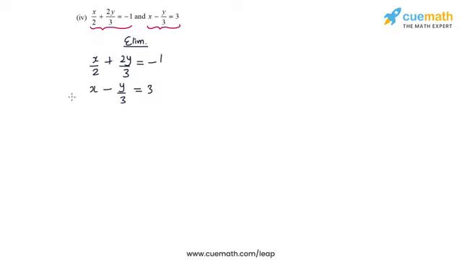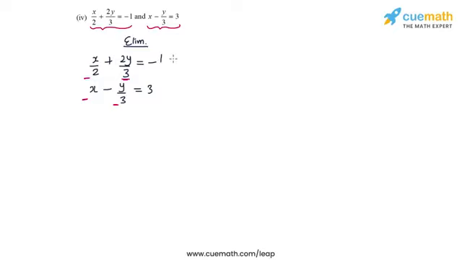Now we can eliminate either of the two variables, x or y. So the coefficient of x in the first equation is half and in the second equation is 1. So if I multiply the first equation by 2, I can match the coefficients of x and then eliminate x. I could also eliminate y because the coefficient of y in the first equation is 2 by 3 and in the second equation is minus 1 by 3. So I could multiply the second equation by 2 and then add the two equations to eliminate y. So I can choose either of the two. So let me choose to eliminate x.